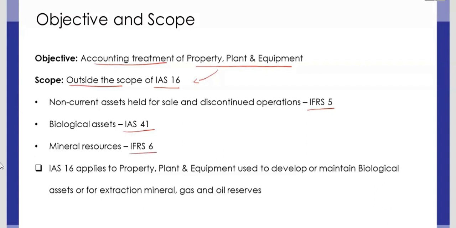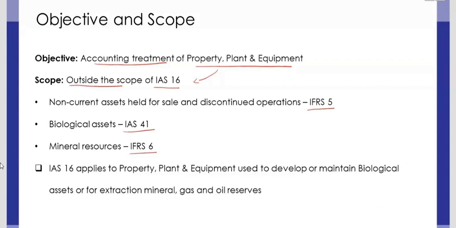They are not included in our syllabus, but the scope of IAS 16 tells that any kind of mineral resources do not fall under the scope of property, plant and equipment. So if you have, for example, a mine from which some minerals can be extracted, although it may be land and it may fall under the criteria of property, it is not going to be covered under IAS 16.